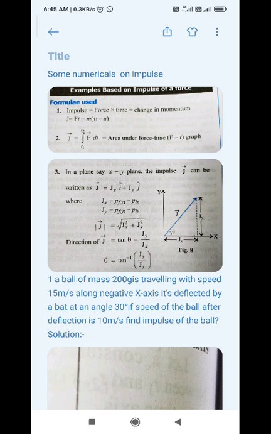Also, in the xy plane, the impulse J can be written as J is equal to Jx i cap plus Jy j cap, where Jx is equal to pfx minus pix, and Jy is equal to pfy minus piy. The magnitude of J is equal to the square root of Jx square plus Jy square. And the direction of J is given by tan theta is equal to Jy by Jx, or theta is equal to tan inverse of Jy by Jx.